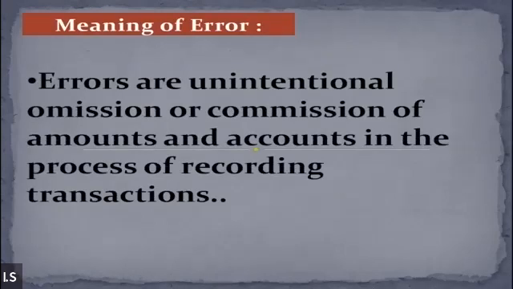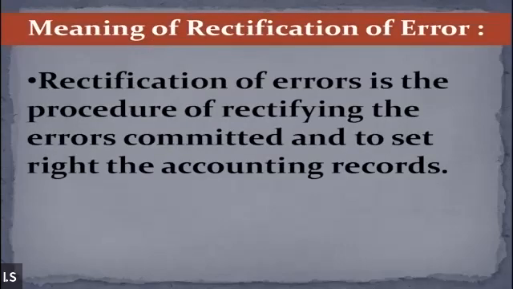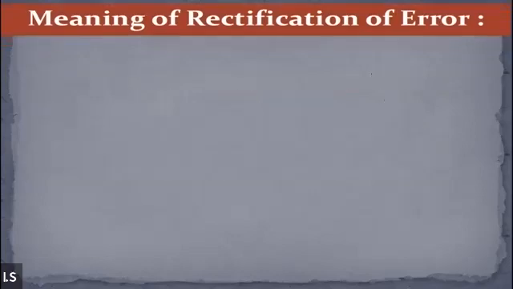So starting with the meaning of error, as I told you, errors are unintentional mistakes, unintentional omission or commission of the amount and account in the process of recording a transaction. So while recording a transaction, if you commit any mistake unintentionally, which could be regarding omission or commission, it will be treated as an error. And what is rectification of error? Rectification of error is the process of correcting the mistake that has already been committed, so that the books of account can reflect the actual position and the actual profit of the entity.